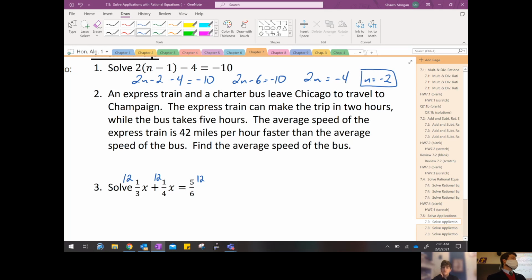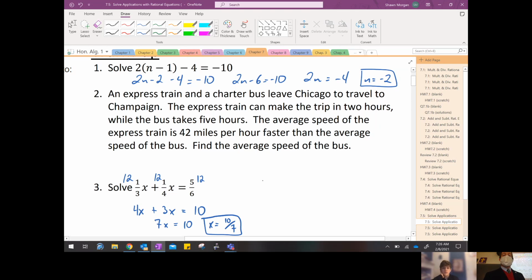12 over 3 cancels down to 4, so it leaves me with 4 times 1 times x. 12 over 4 leaves me with 3 times 1 times x. And 12 over 6 is 2 times 5. And so I've got 7x equals 10, or x equals 10/7.